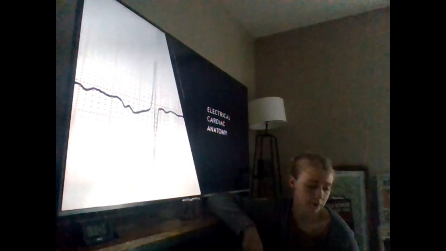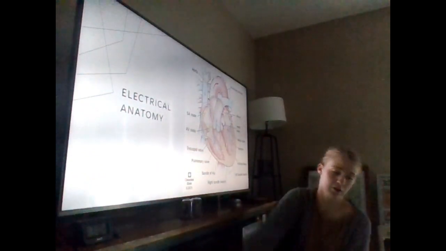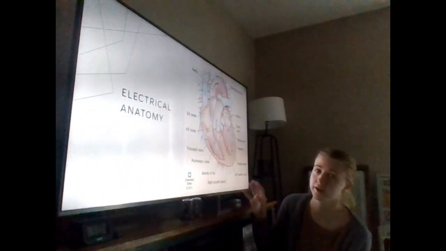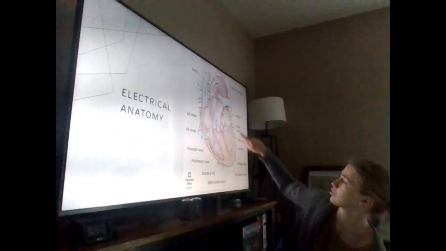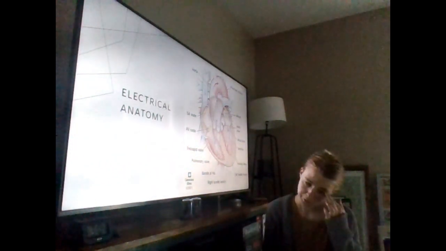So now we're going to go into electrical cardiac anatomy. So as you can see, this looks just like the internal slide with the addition of these yellow structures. These yellow structures are what we are going to be talking about, as that is your electrical anatomy.